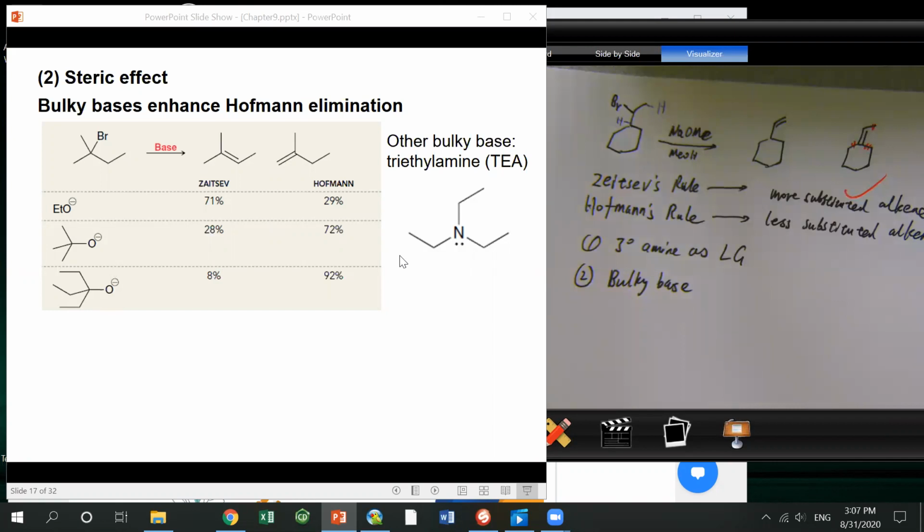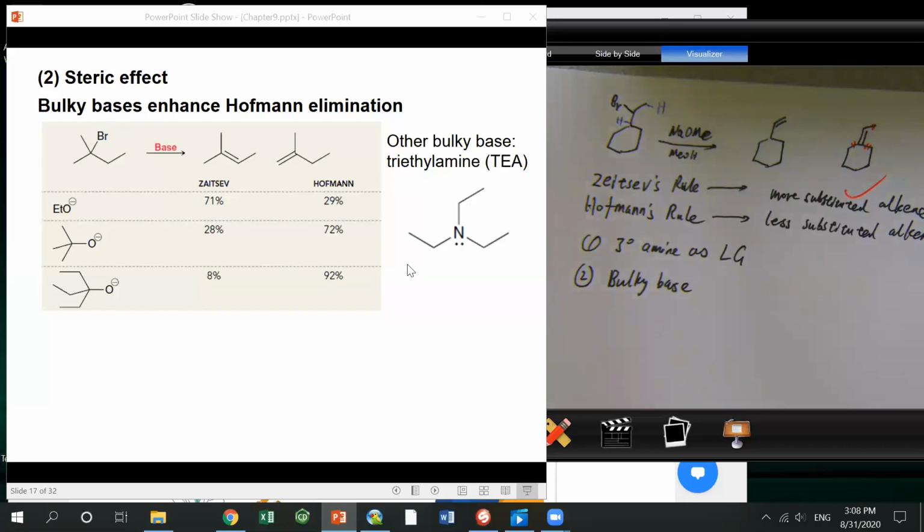Another bulky base you need to remember is triethylamine, TEA. The T is tri, ethyl, and amine, triethylamine, that's the structure. Normally, this kind of bulky base is a very good base, but it cannot work as a nucleophile because it is too bulky to do a substitution reaction. That's something please keep in mind.